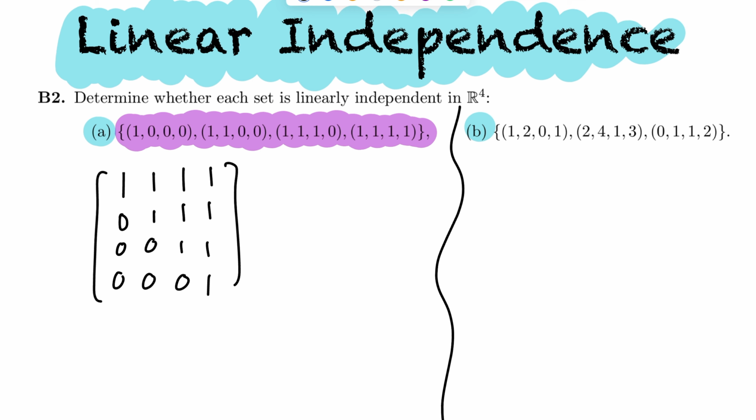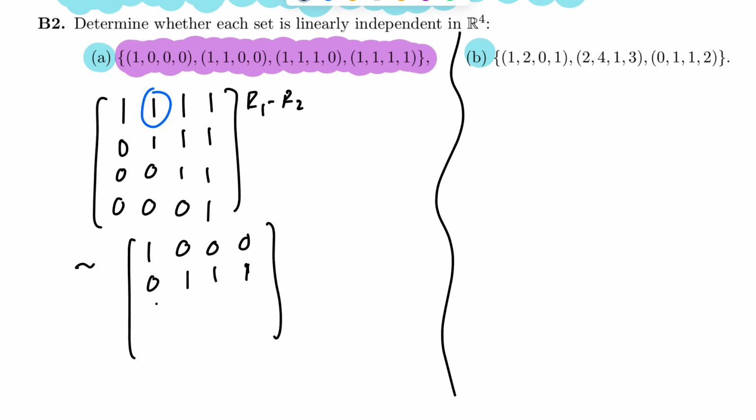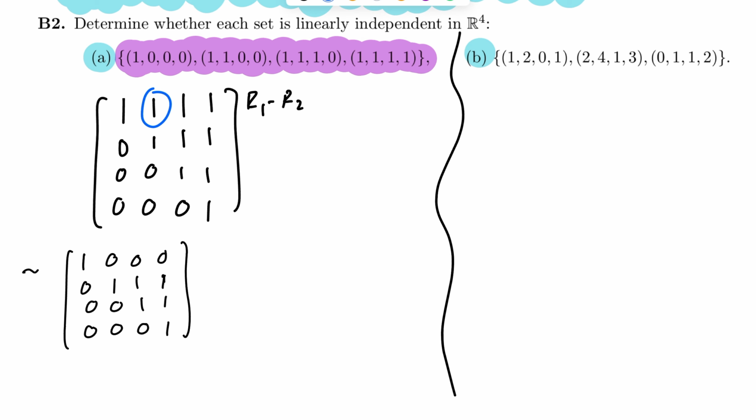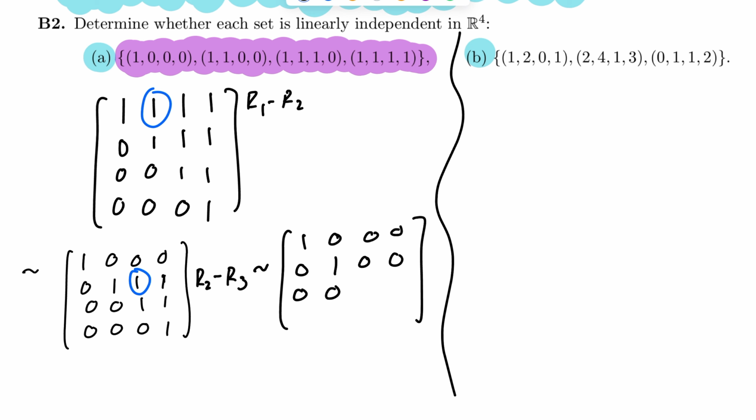So let's take a look. I want to make this entry right here a 0. So I'm going to take row 1 minus row 2, and let's go through that operation. It's going to be 1, 0, 0, 0. Write down these operations. All right, continuing on, I want to now make this entry 0. So I'm going to take row 2 minus row 3, in which case I get 1, 0, 0, 0, 0, 1, 0, 0, 0. These are untouched, so I just write these back down as is.